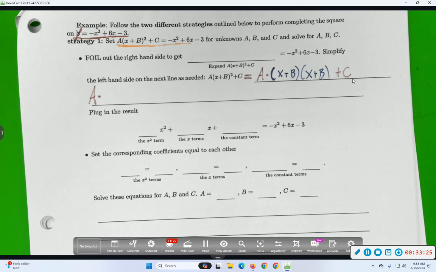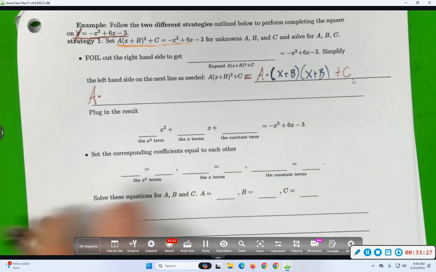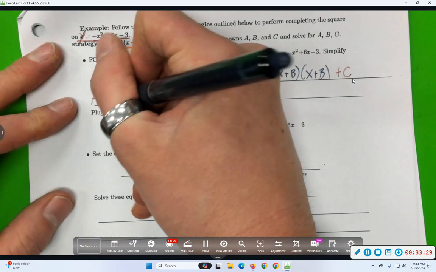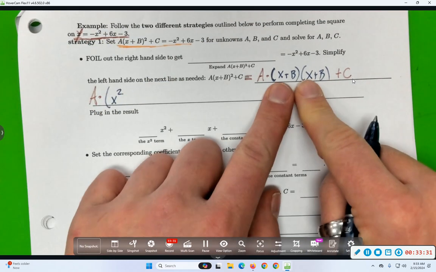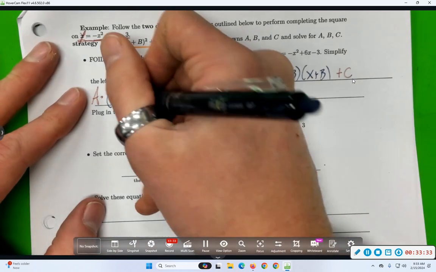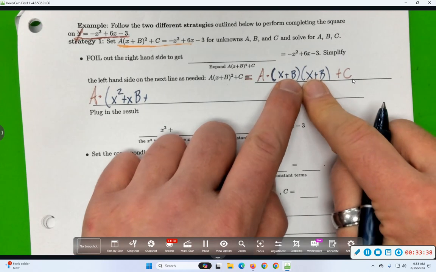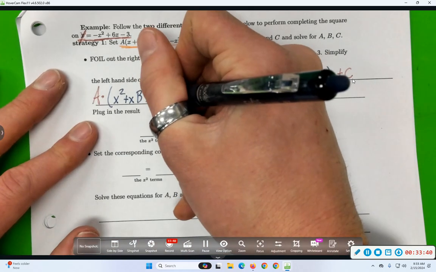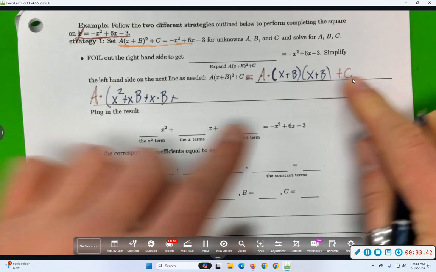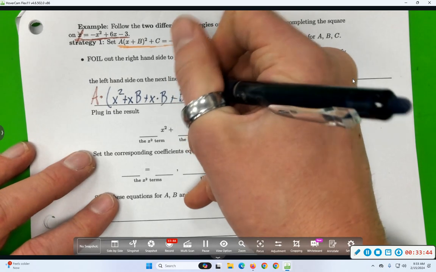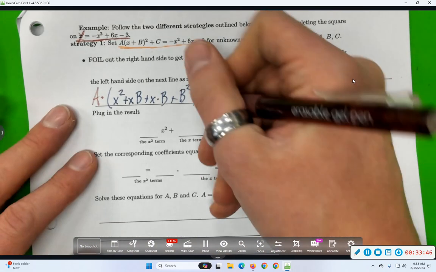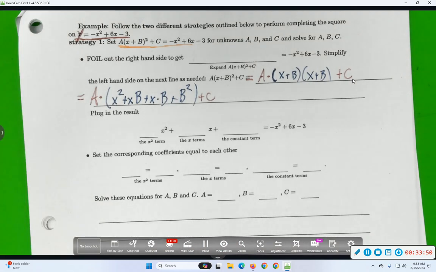Well, I guess we have to do it. x squared, first term x squared, outside xb, plus inside terms b times x, that's the same as x times b, plus b squared. Then you still gotta remember the plus c. That happened correctly?